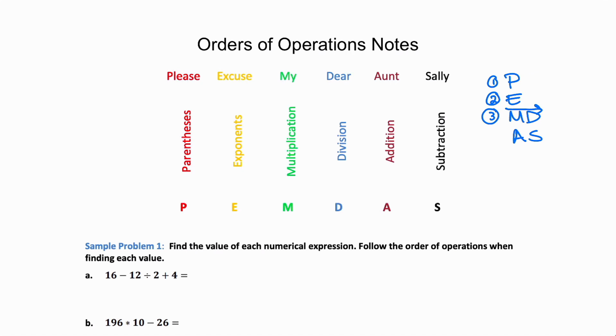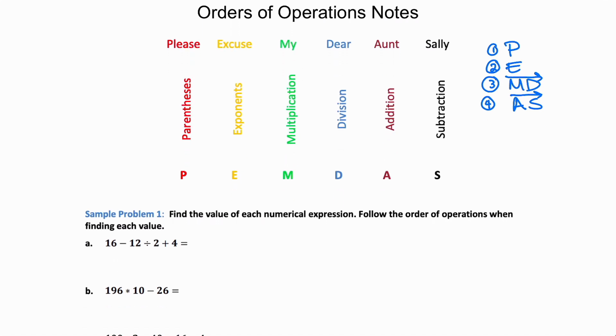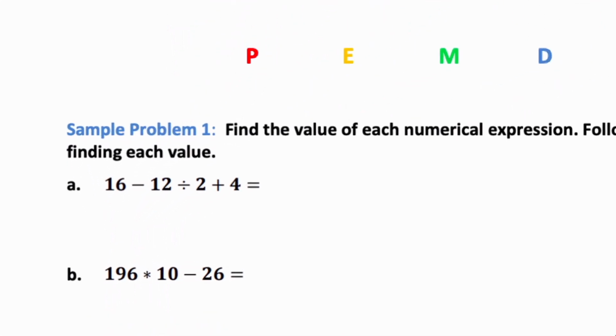And then at the very end, you're going to do addition, subtraction, same thing. Addition and subtraction is a tie, but whatever you see on your problem going from left to right, that's the way you're going to attack that problem. Okay. So now that we have an idea of what you're supposed to do, let's go ahead and run through these problems relatively quickly. Make sure you have some highlighters out just so you can follow along with me.